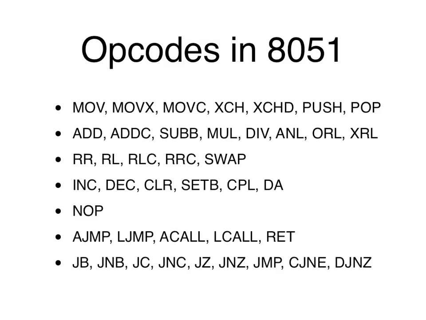NOP, which means do nothing. AJMP, LJMP, ACALL, LCALL, RET. And then there's a bunch of these jumps. Jump if bit is set, jump if bit is not set. Jump if carry is set, jump if carry is not set. Jump if 0, jump if not 0, jump. Actually, it should be SJMP. And then CJNE, DJNZ.